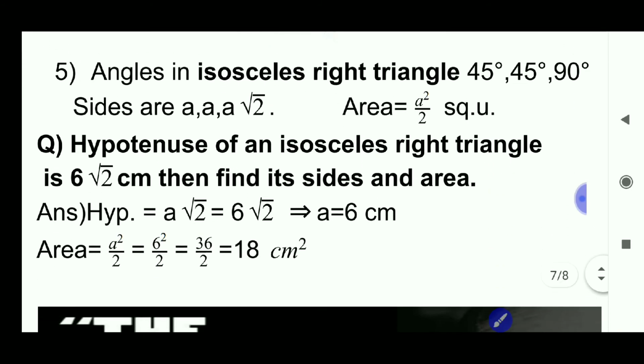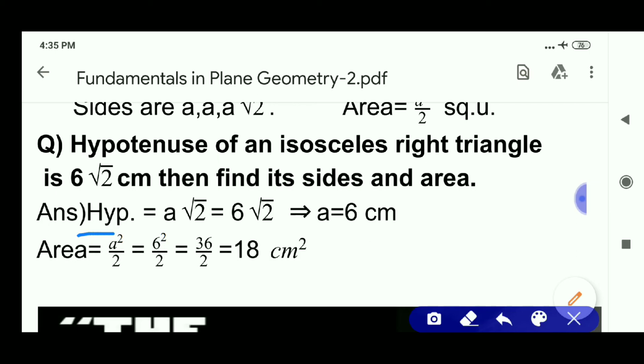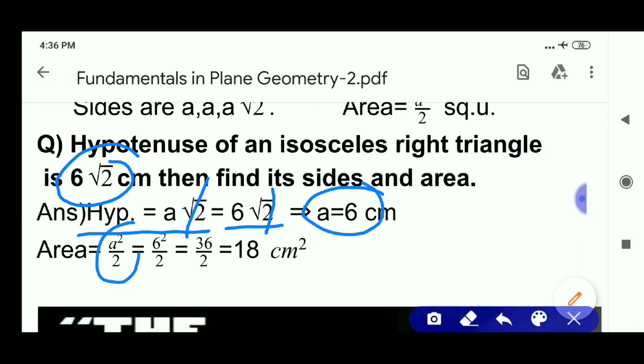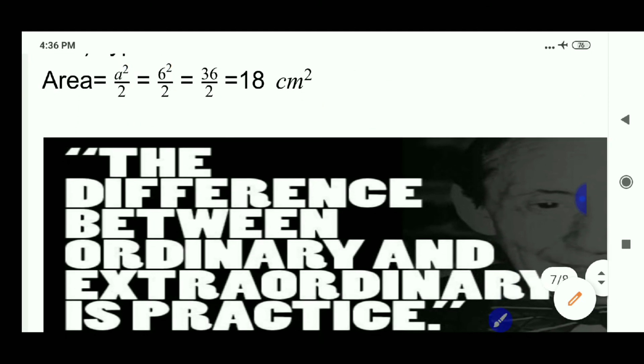Question on it. The hypotenuse of an isosceles right triangle is 6 root 2 centimeters. Then find its sides and area. Hypotenuse is a root 2. It is given as 6 root 2. By cancelling root 2 on both sides, side a is 6 centimeters. Area is a square by 2. a is 6, so 6 square by 2. Nothing but 36 by 2. It is 18 centimeter square.